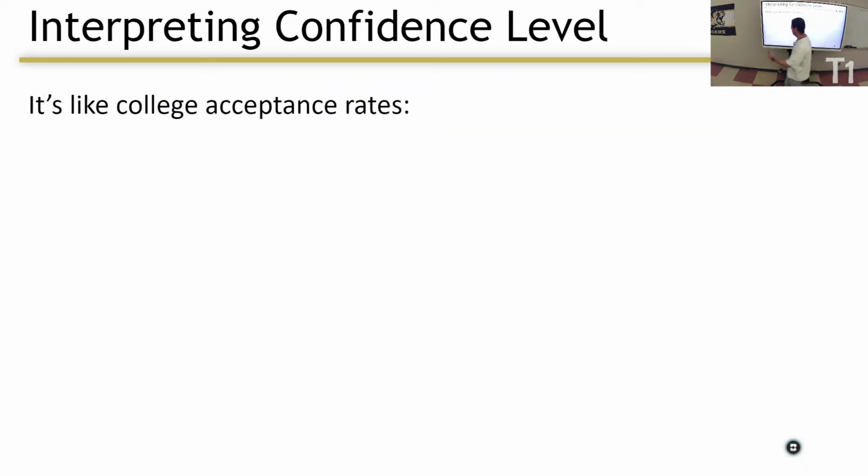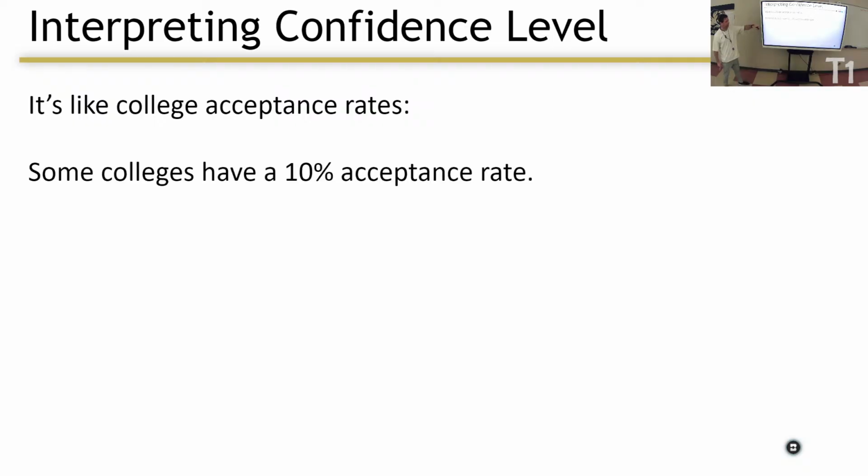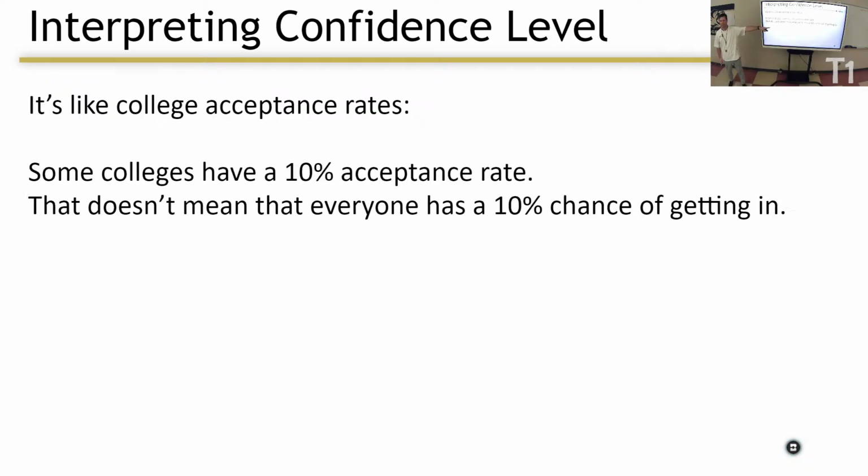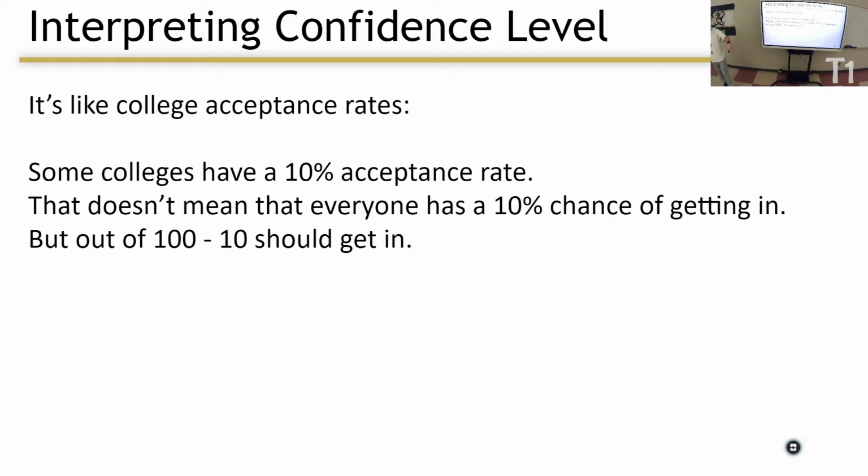Beautiful. Okay, here's where I emphasize this college acceptance rate. Some colleges have a 10% acceptance rate. That doesn't mean you have a 10% chance of getting in. You either get in or you don't get in. However, if you got 100 of your buddies, 10 of those should get in. Should, in the long run. Does that mean 10 will? No, it might be 9 this time, but 11 the next time. If it was 1,000, I don't know if 100 are getting in, but should.